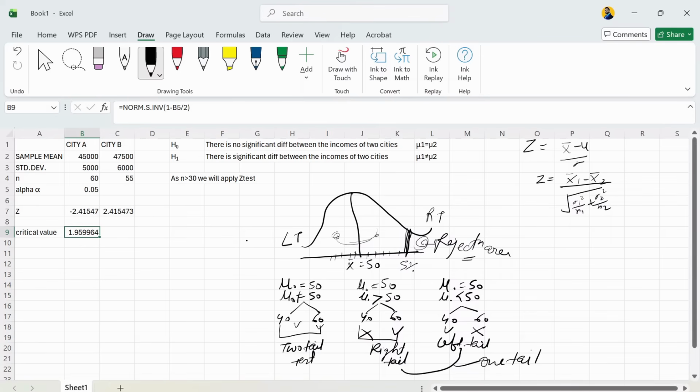So alpha by 2, where alpha is 5%. Now we are saying it is a two tail, right? Because this scenario is not equal. So two tail means there will be a significance level here and also a significance level here. So this 5 is divided into two tails. That's why we have taken 2 in the division. As you can see in the formula bar, we have taken alpha divided by 2, because we are doing a manual part here. So we will divide alpha by 2.